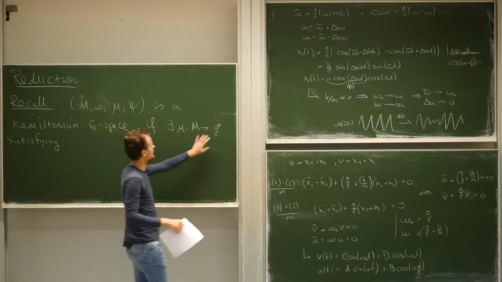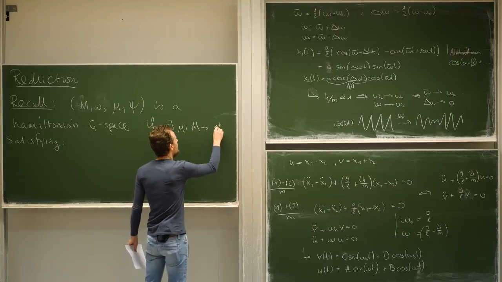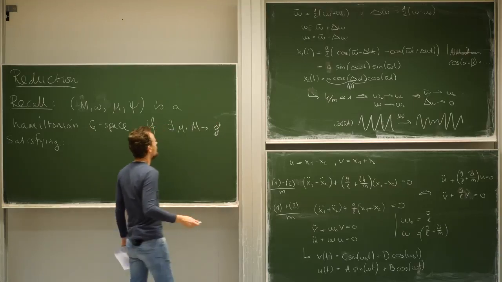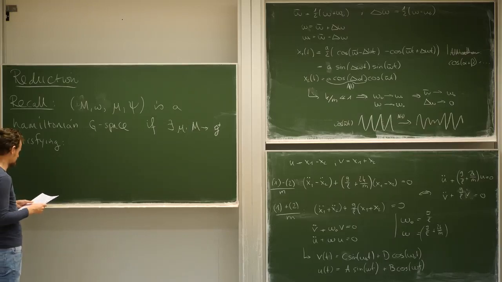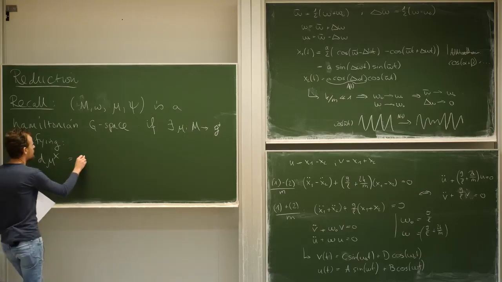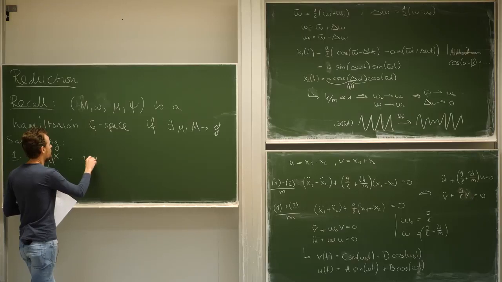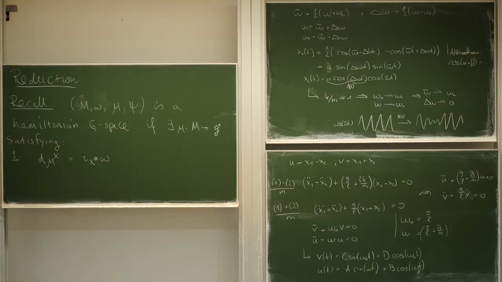and this map has to satisfy some properties in order that we can say it's like a Hamiltonian for a non-abelian compact Lie group, for example. So it has to satisfy two properties. The first one is that d mu of x indeed generates a symplectic vector field.